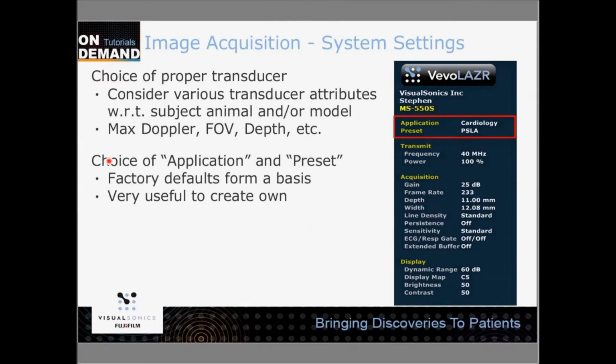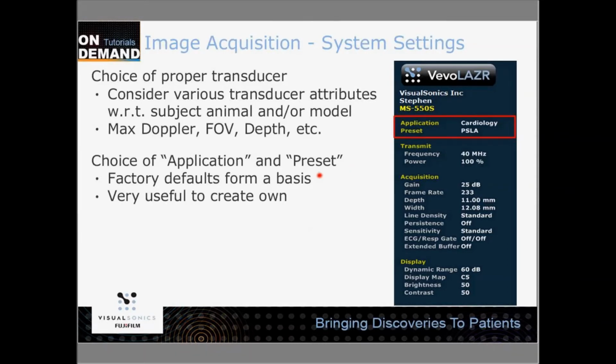Again, on the system, choice of the application and the preset is really important. So this is a Vivo Laser Vivo 2100 panel. It's a little bit different on the 3100, where we have applications that are more animal anatomy, target animal anatomy specific. And the list on the 3100 is maybe a little bit more obvious. When you plug in an MX550S on the 3100, you're presented with a list of, say, small mouse cardio or small mouse vascular, so it becomes a little more clear. On the 2100 and laser platforms, you really just have a choice of the application, cardiology or general, and then within that application, there's a range of presets.